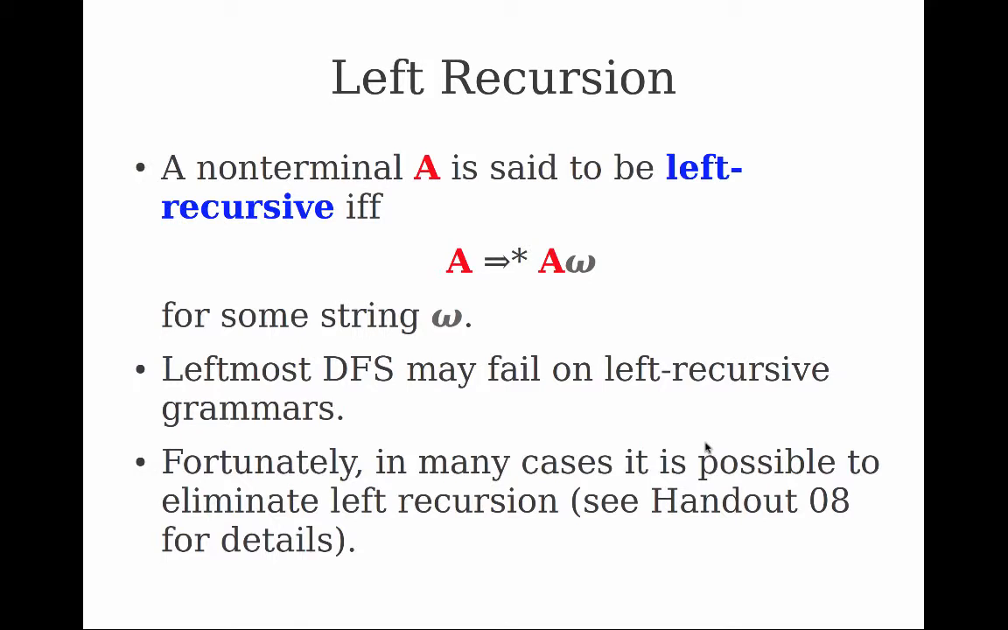So let's talk about this in a little more detail, with a little more precision. A non-terminal A is said to be left recursive if and only if A goes in some number of steps to A omega for some string omega. Leftmost depth-first search may fail on left recursive grammars. Fortunately, in many cases, it's possible to eliminate left recursion. I put handout 8 on the website for you to look at because it describes how you can eliminate left recursion.